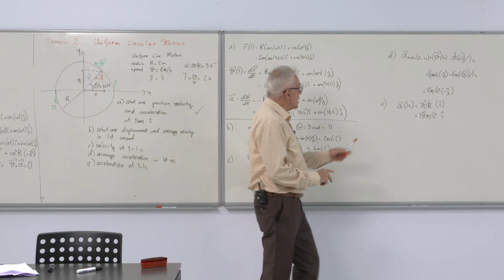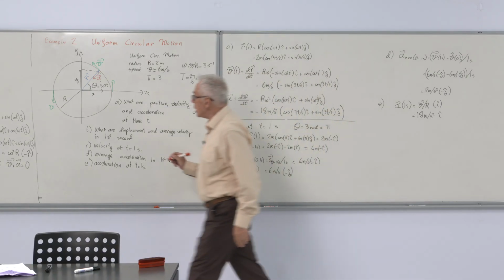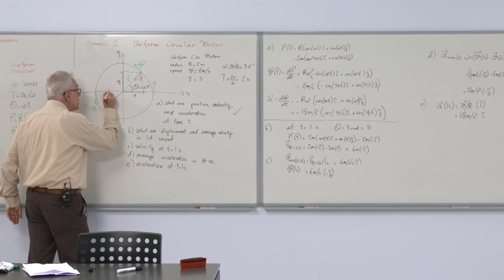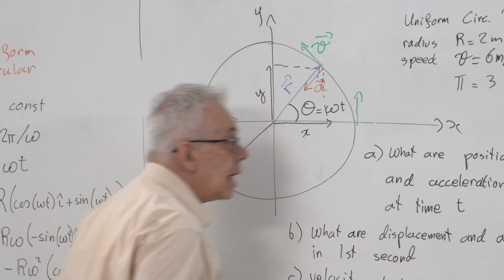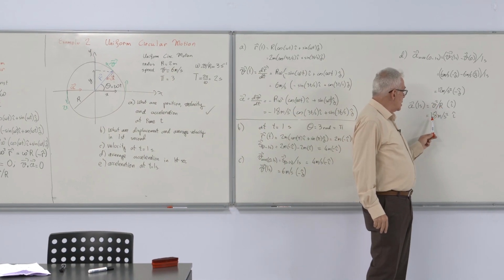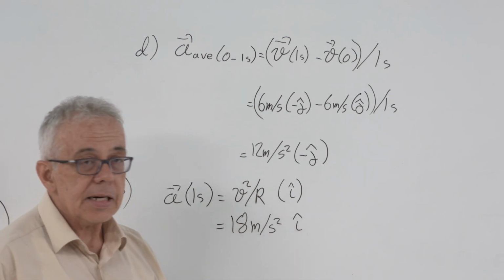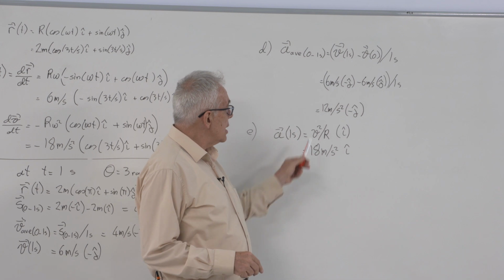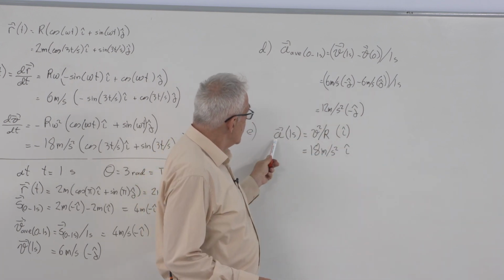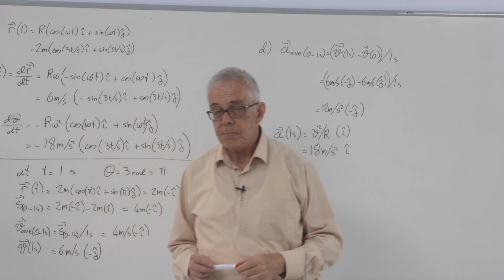If we want to look at the acceleration at 1 second, it is now radially inward. It is always centripetal, and its magnitude is v squared over r. So 18 meters per second square in the plus i direction. Please again note that the magnitudes and directions of instantaneous and average accelerations are not the same.